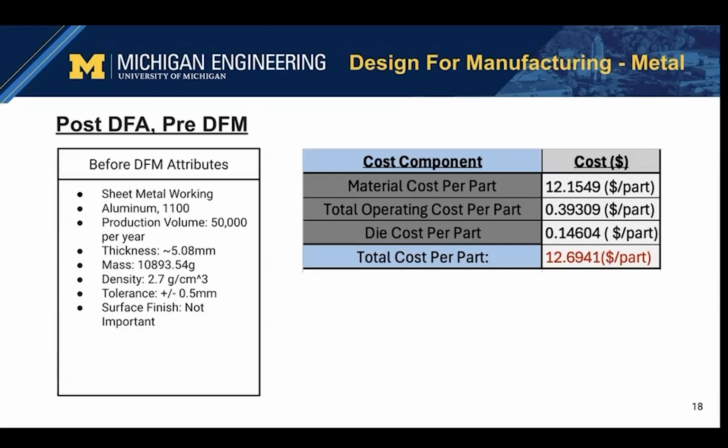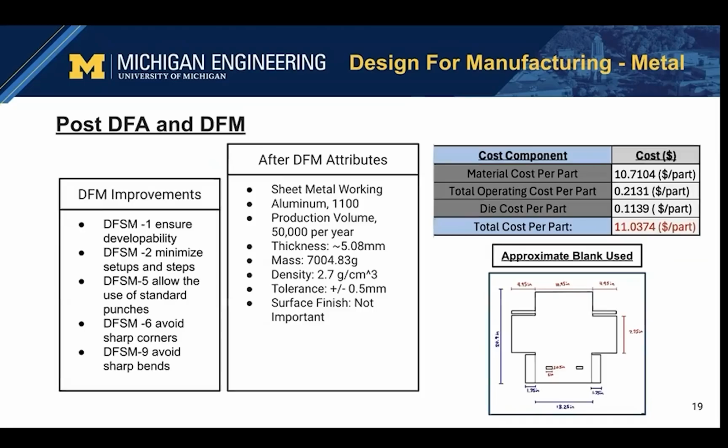This slide shows our initial cost analysis before applying DfM improvements. We used aluminum 1100 sheet metal with a production volume of 50,000 parts per year. Based on the material, operating, and die costs, the total cost came out to about $12.69 per part. Most of the cost comes from the material, so this gave us a clear area to focus on when improving the design.